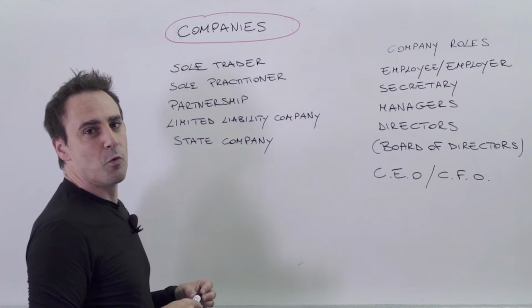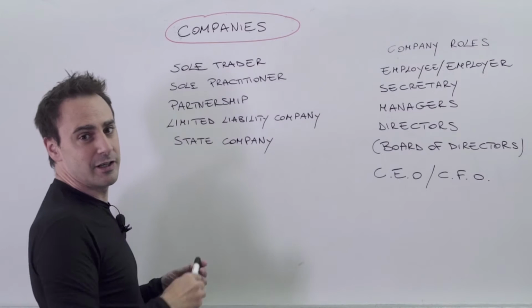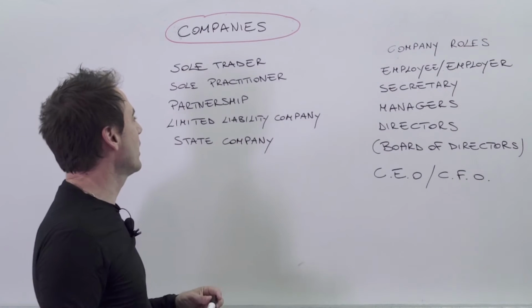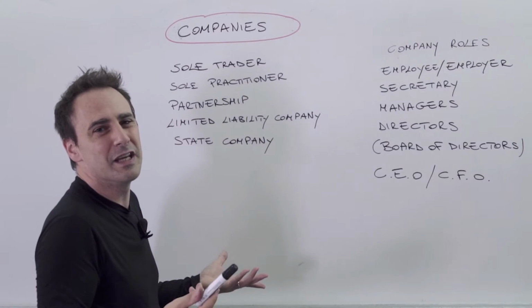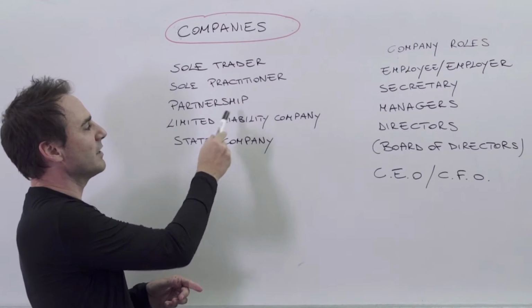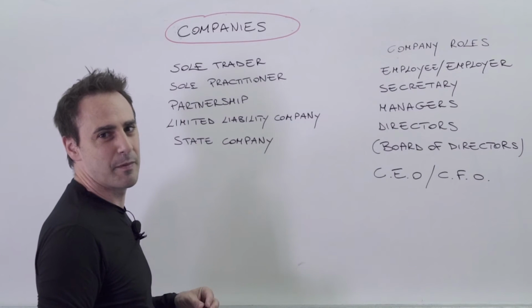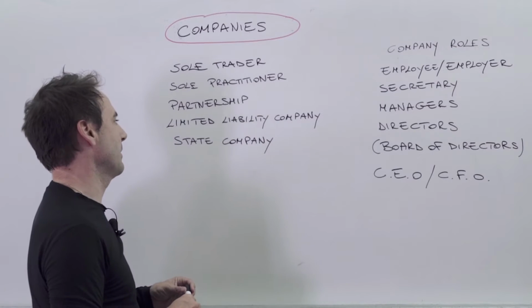Starting off with the sole person, sole trader. Typical example could be an agent or a bar owner, or the sole practitioner. And he could be a lawyer or an accountant. Partnership is a good translation for associazione professionale and also for società di persone.